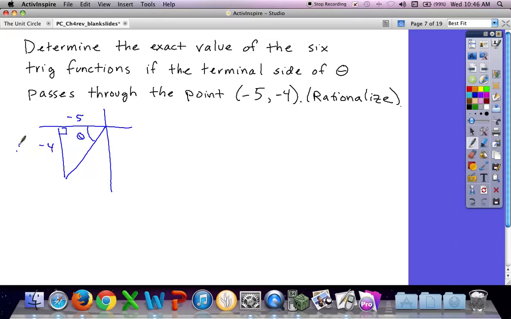What do we need to fill in before we can find the 6 trig functions? The third side, right? The r. How do you do it? Okay, Taylor, go ahead. Yeah, Pythagorean theorem. Right. So r equals the square root of (-5) squared plus (-4) squared, which is the square root of 41.